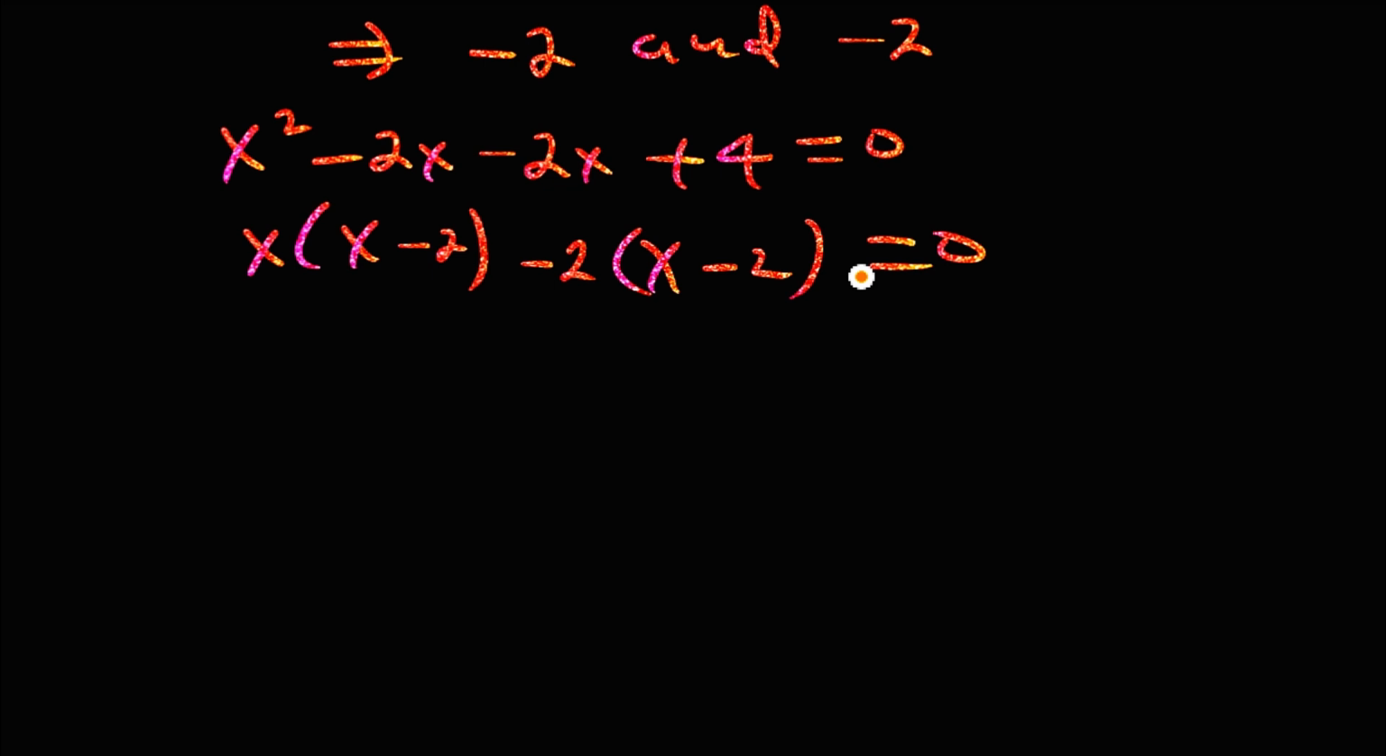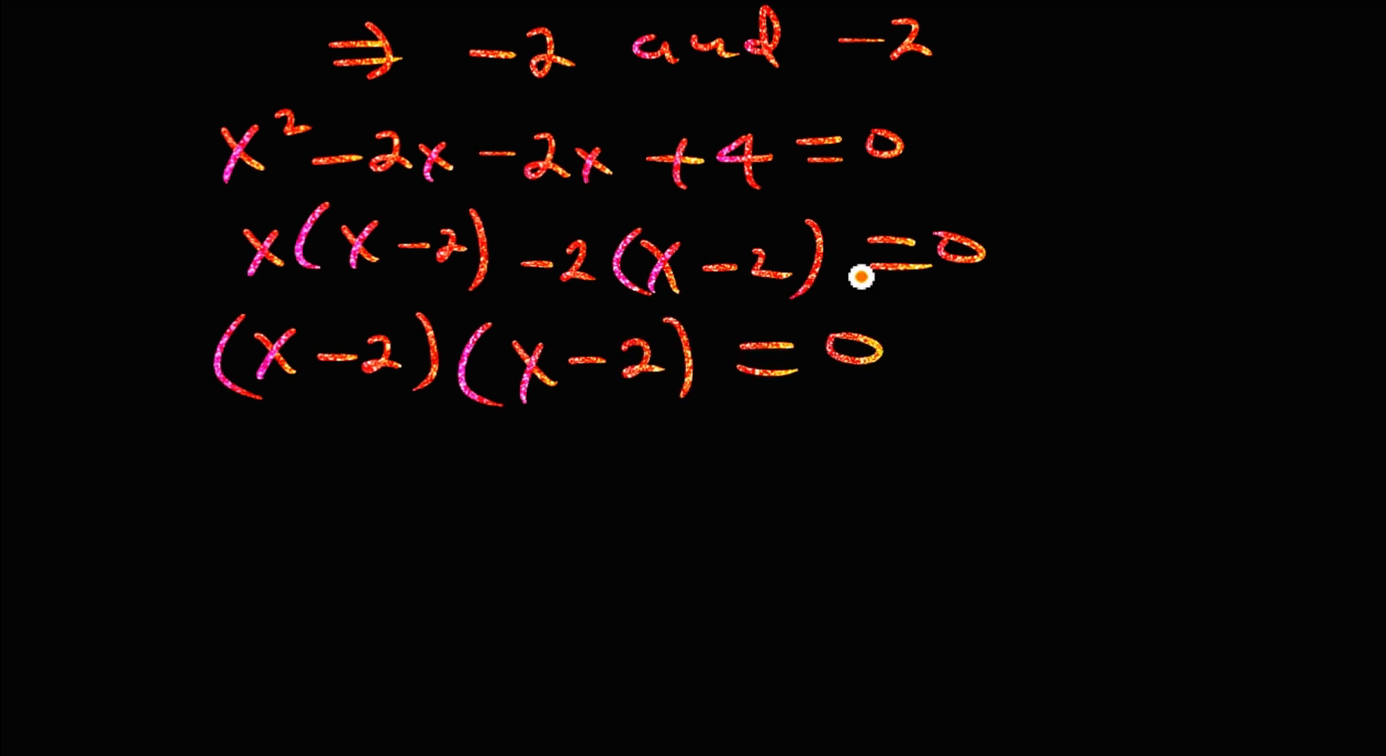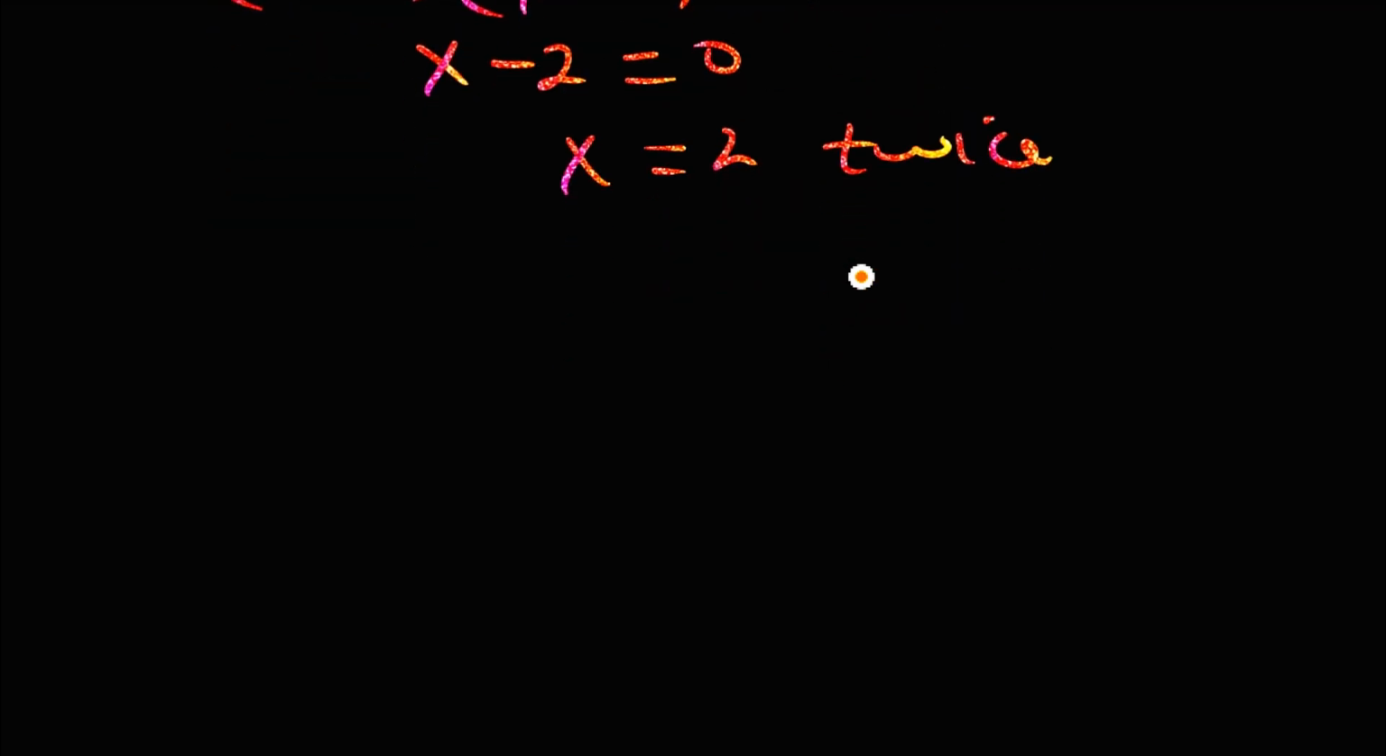We take the ones outside the bracket, that is x minus 2, and we take the one inside the bracket, that is x minus 2, and that's equal to 0. So it means that x minus 2 equals 0, so that x is equal to 2. So the solution is x equal to 2 twice. So now we can check if our solution is true.